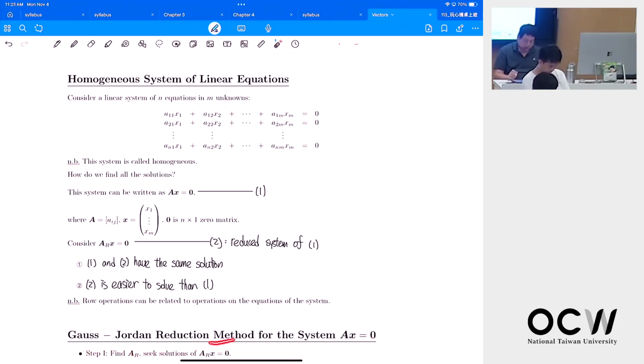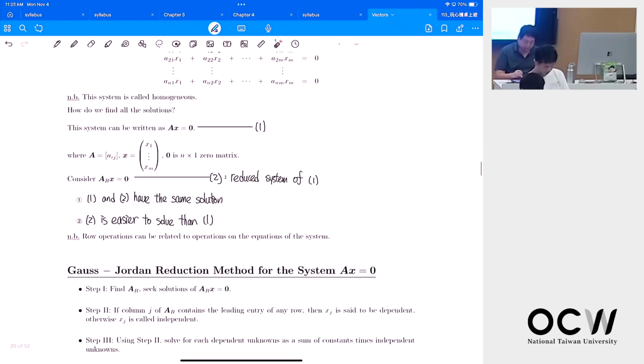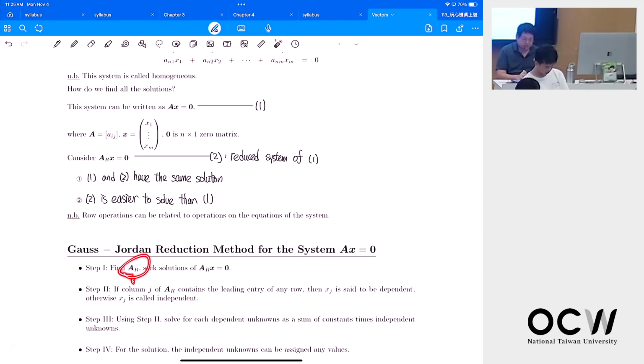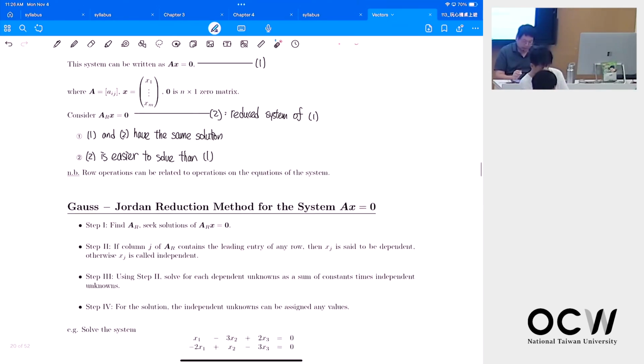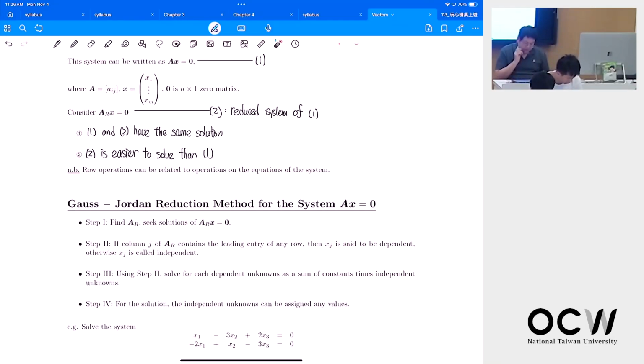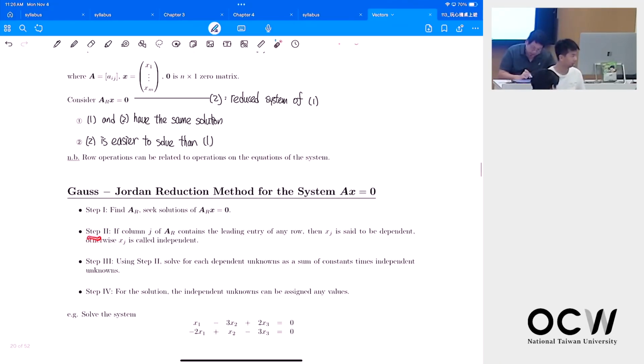So what is this Gauss-Jordan method? First, you need to find the reduced matrix. Then you can get the solution. Seek the solutions of the reduced matrix times x equals 0. Then the second, third, and fourth steps. Second step: if column j of the reduced matrix contains the leading entry of any row, then this xj is dependent. Otherwise, we will say xj is independent.